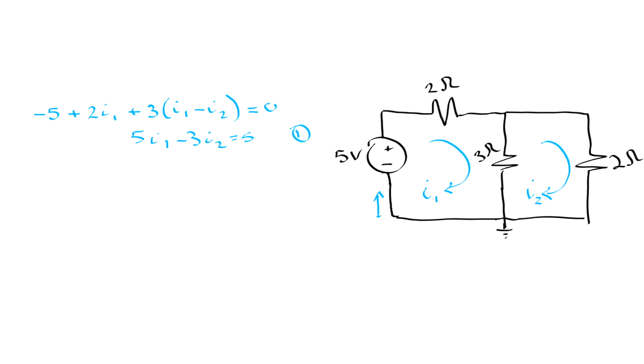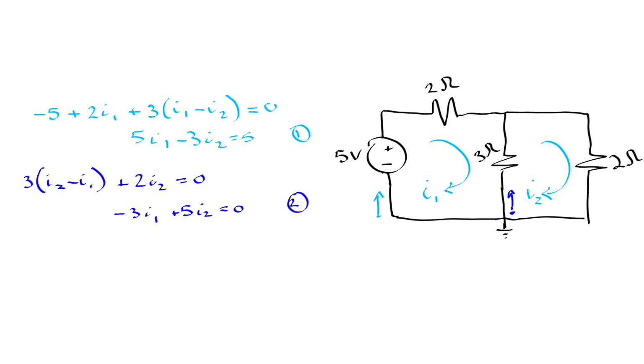Now we're going to do the exact same thing, but for I2, we'll start at this bottom point here and go up. So now that we're going with I2, this is going to be 3(I2 minus I1), because I1 is now pushing against the direction that we're doing our loop in. Now back down the other side, we've got plus 2I2, and we've finished our loop, so it equals 0. We rearrange that a little bit, we get minus 3I1 plus 5I2 equals 0. And we'll call that equation 2.